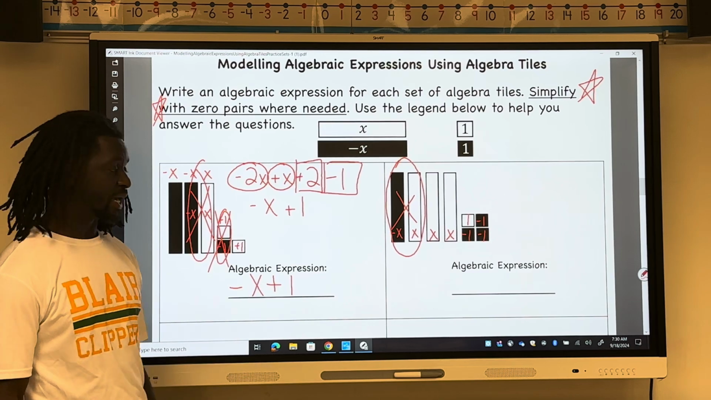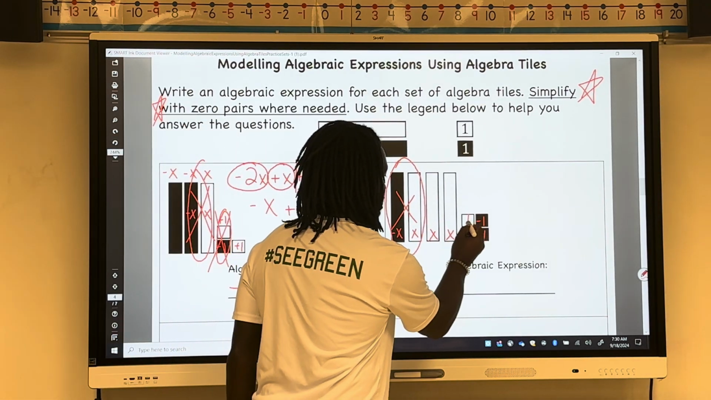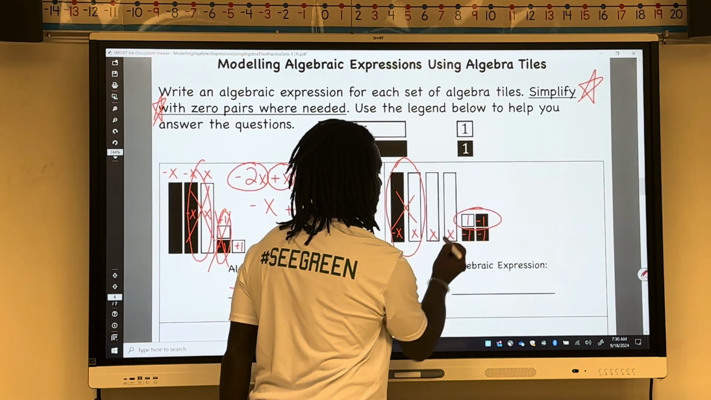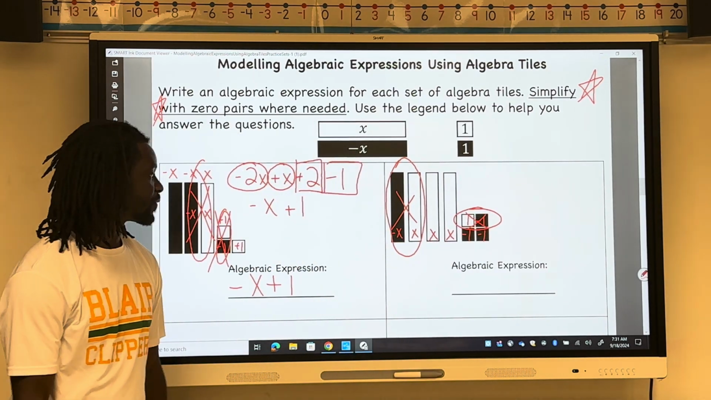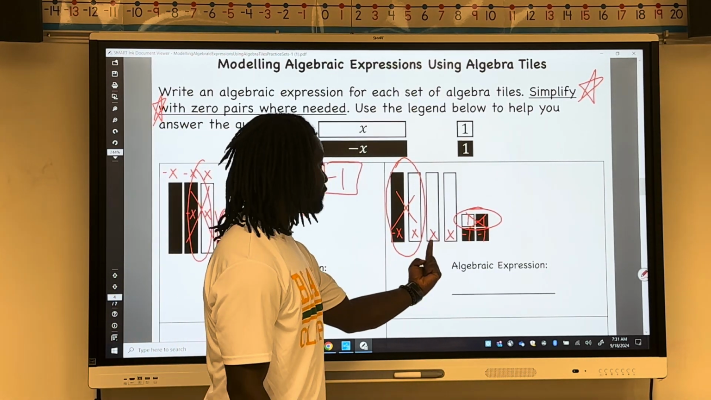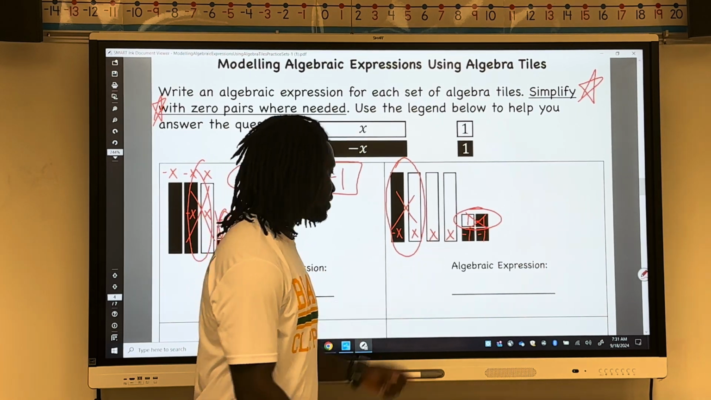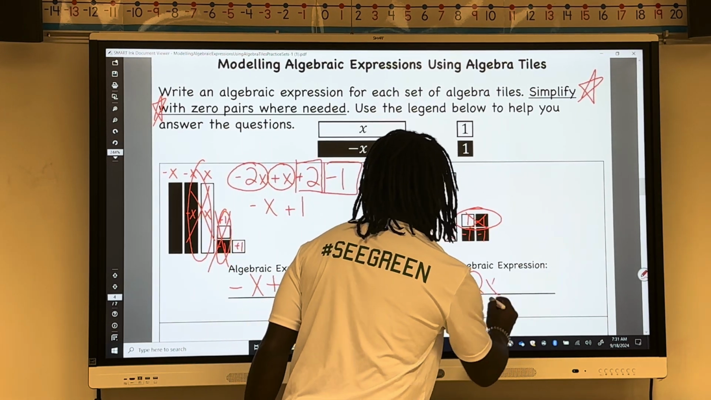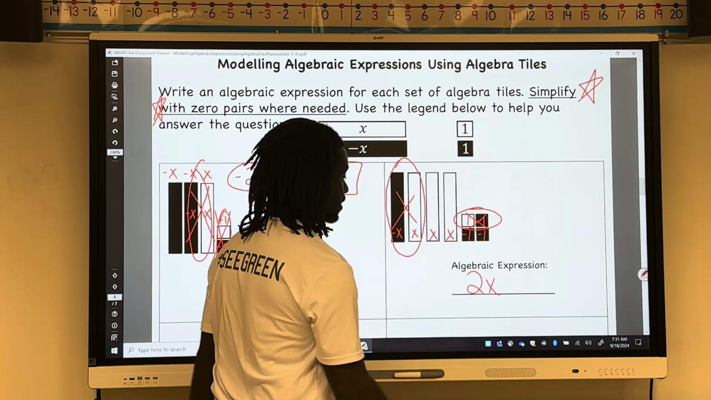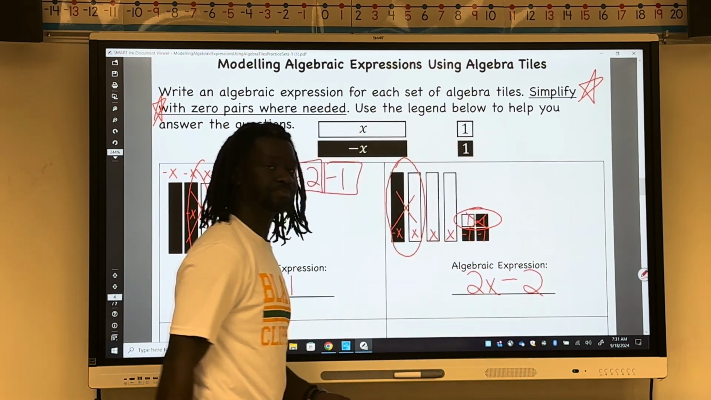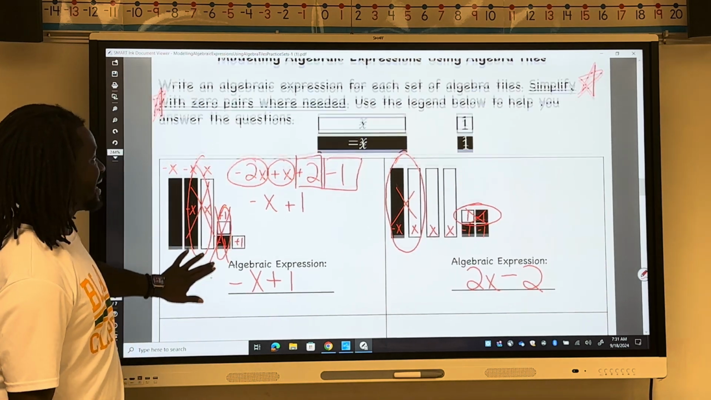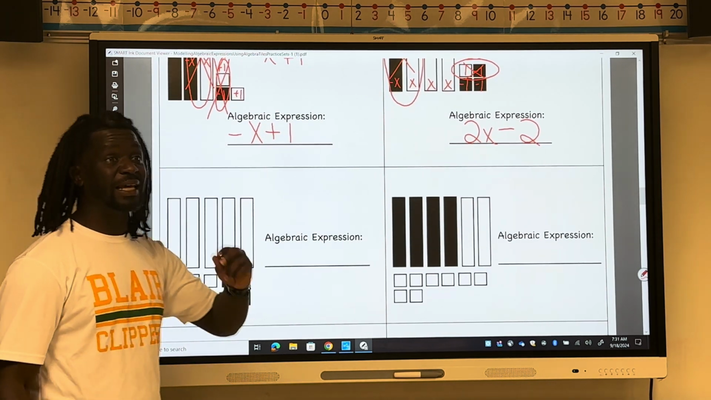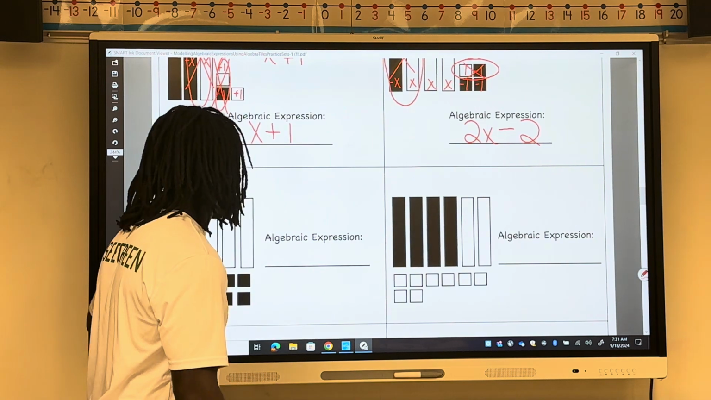So I don't need that. Then this positive 1 and this negative 1, that forms a zero pair. So they cancel each other out, all right? And so now what am I left with? I'm left with 2 positives, so 2x, and then 2 negatives, minus 2, all right? So with that said, I'm going to do one more, and then I'm going to let you do the last 3 on your own, okay?